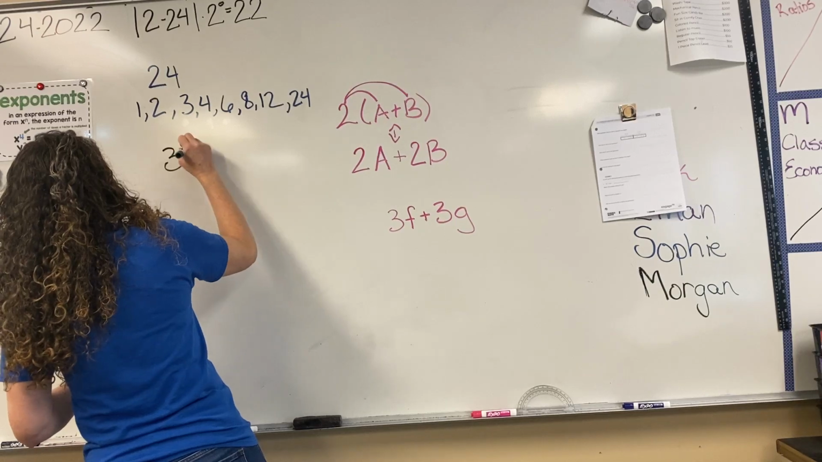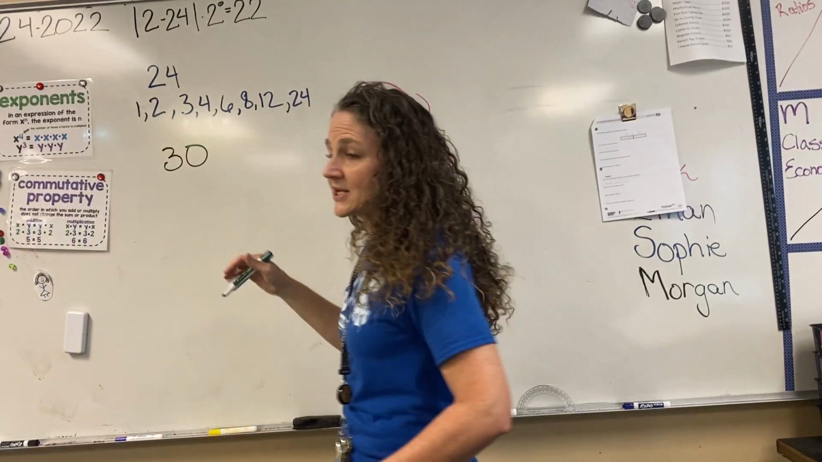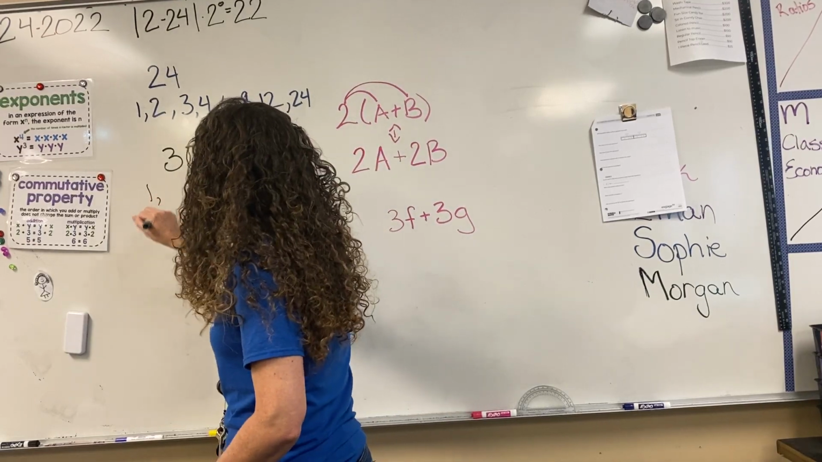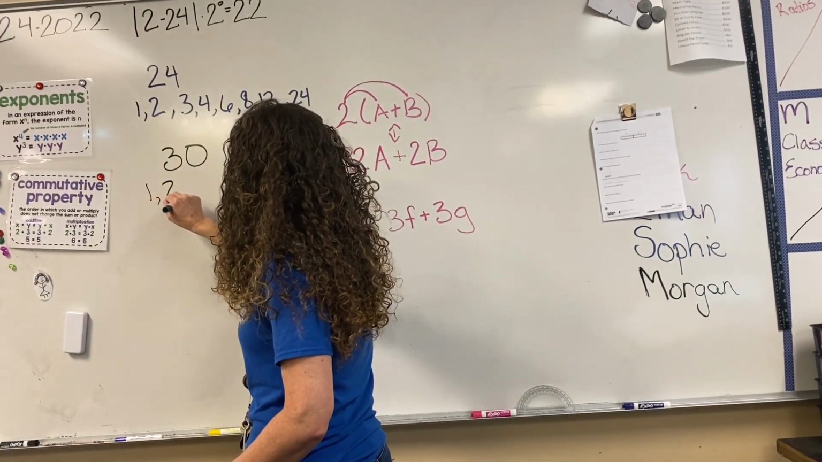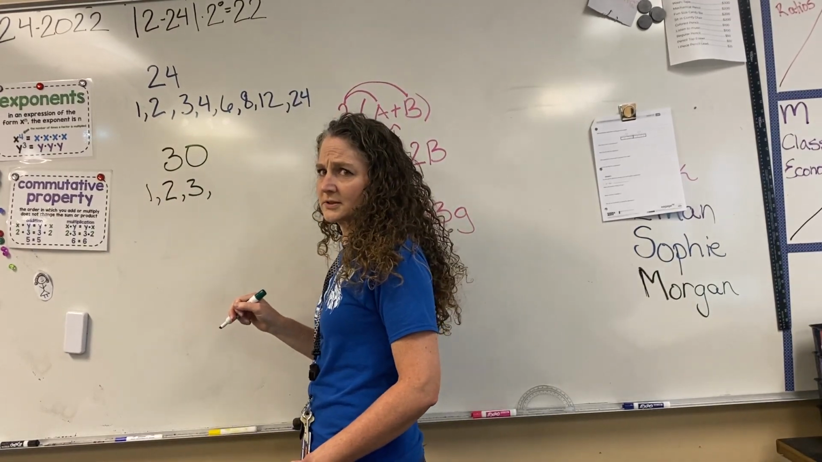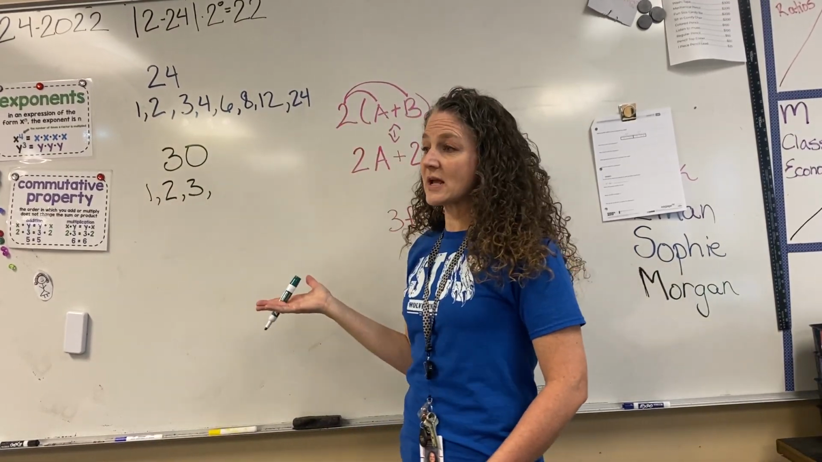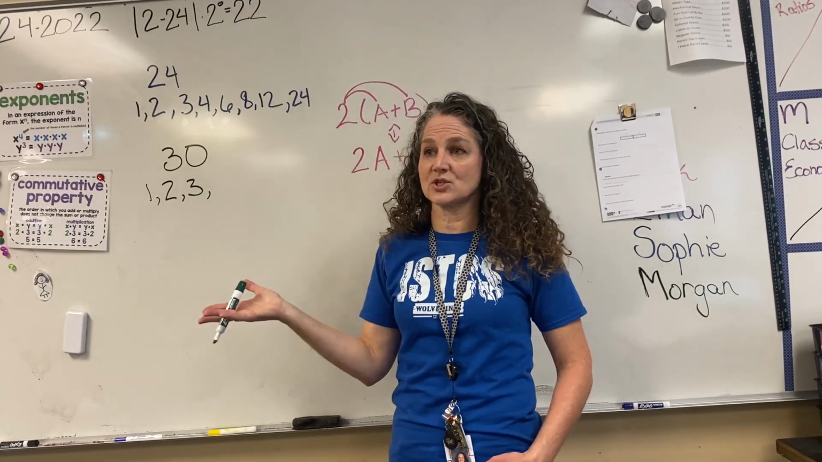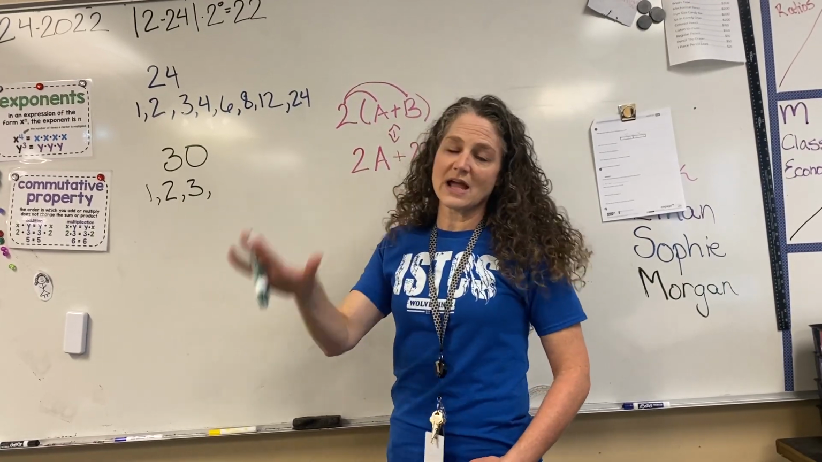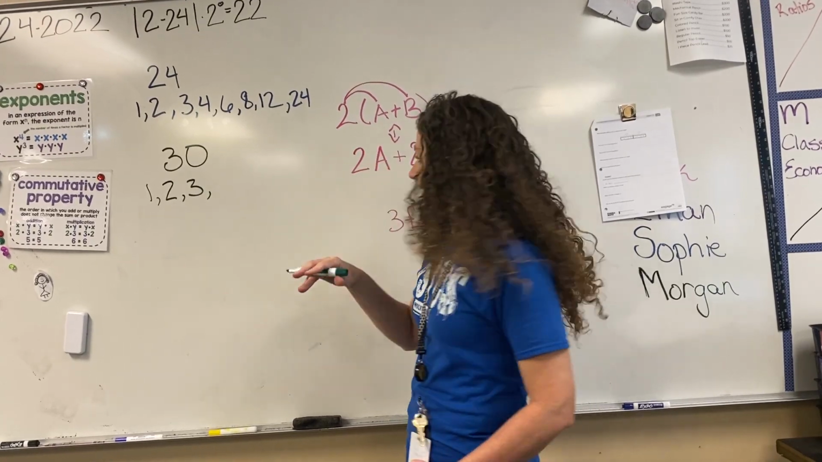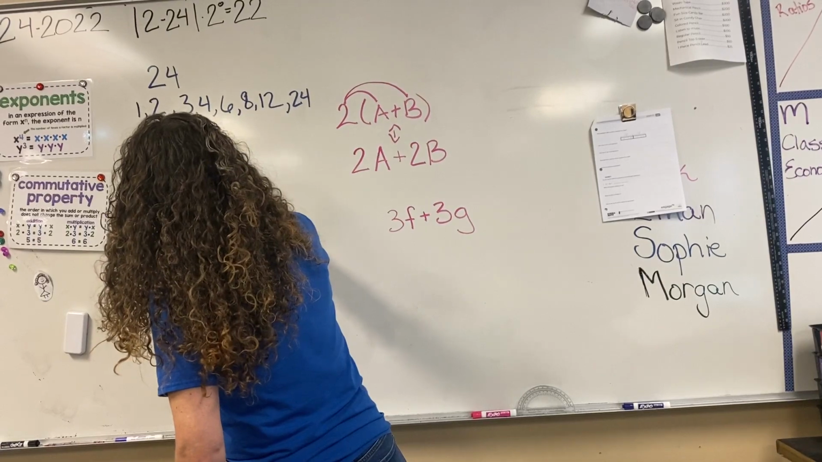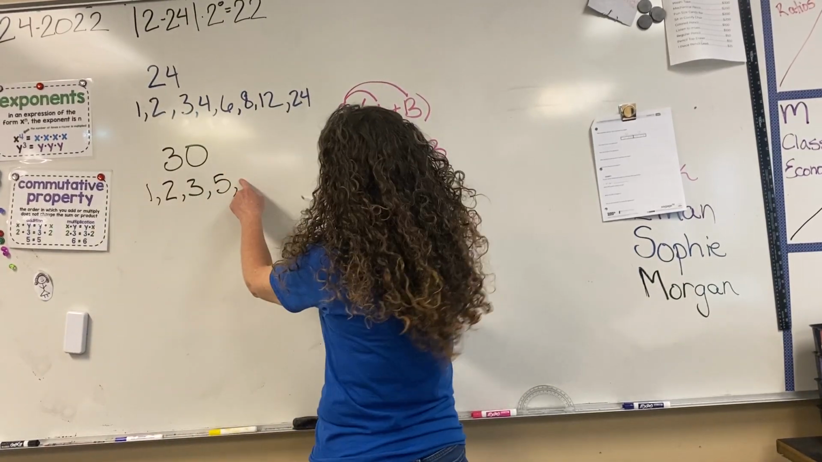Okay. Let's list the factors of 30. Is 1 a factor of 30? Yeah. Is 2? Is 3? Yeah. Is 4? No. Because 4 times 8 is 32, and 4 times 7 is 28. So 4 times 7.5 is 30, but we don't count those. We're just looking for the whole number factors. So skip 4. Is 5? Yeah, because 5 times 6 is 30.